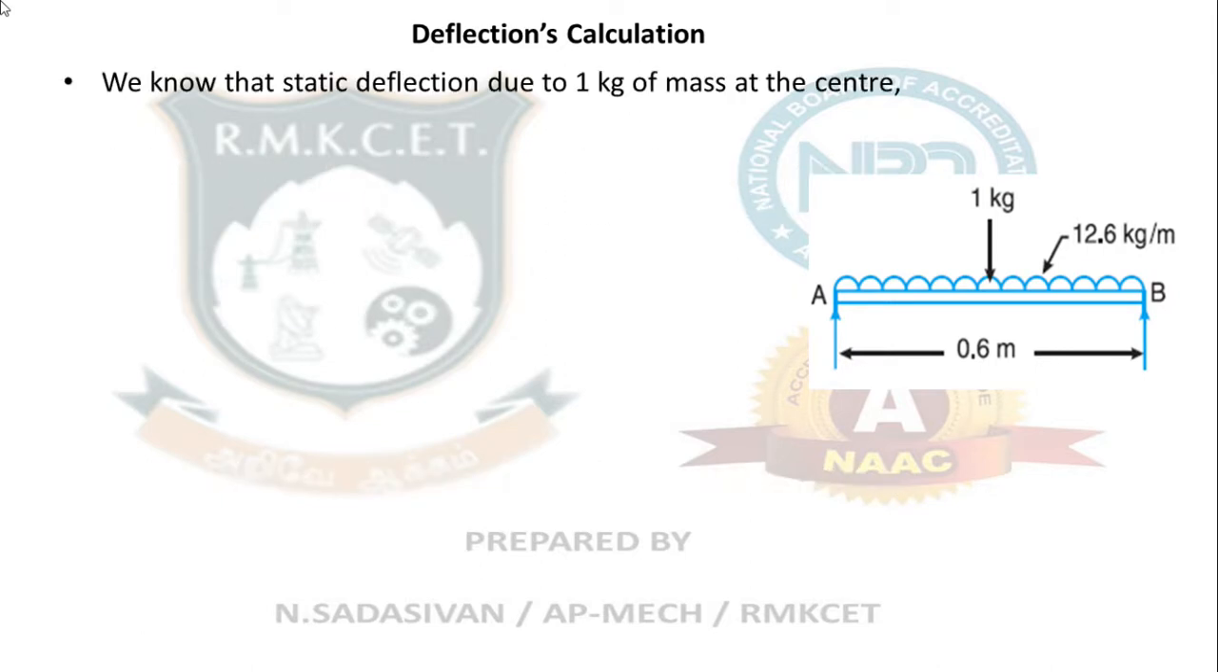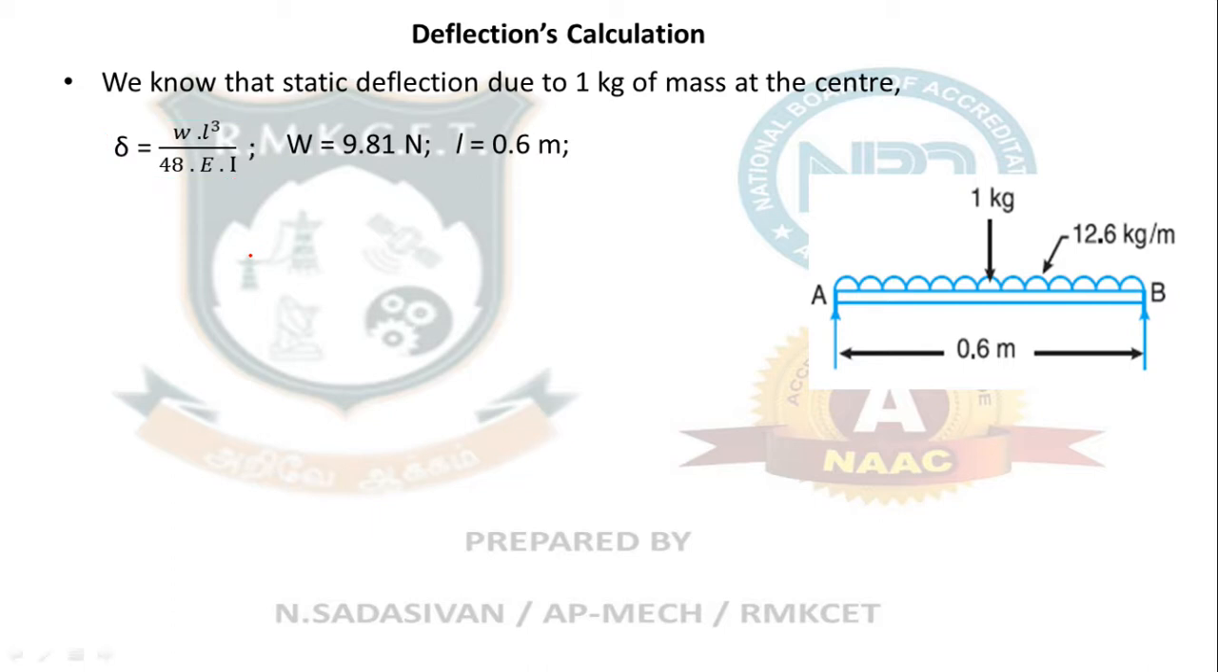The static deflection due to 1 kg of mass. There are two deflection calculations here. One is due to the point load, second is due to the uniformly distributed load. Okay, so first is WL cube by 48 EI. So W is 9.81, 1 kg. So convert it into Newton, 1 into 9.81, 9.81 Newton. So the entire length of the shaft is 0.6 meter. The load is exactly acting at the center. For such a case, freely supported, simply supported beam, deflection with load at the center, the formula is WL cube by 48 EI.